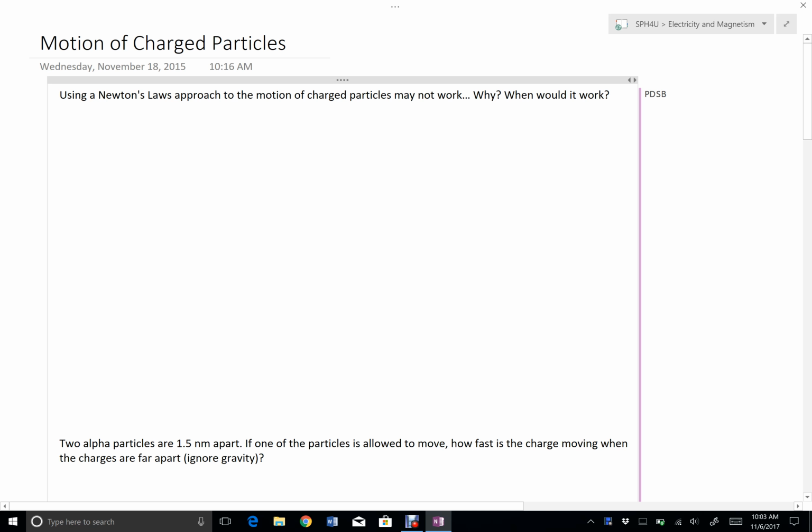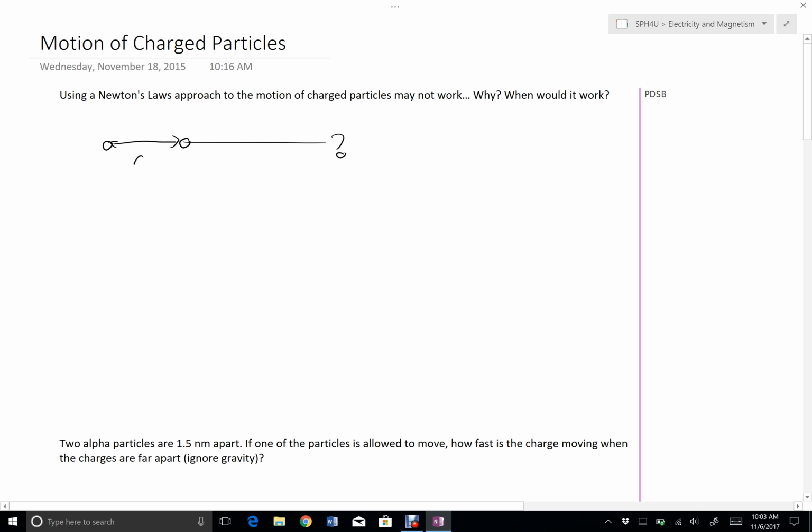Okay, in this video I'm going to talk about moving charges and how we can predict the motion of them. One of the problems we have with moving charges is that Newton's laws often don't work. So when do they work and when don't they? Well, the problem with moving charges is that the distance between them changes a lot as they move along.